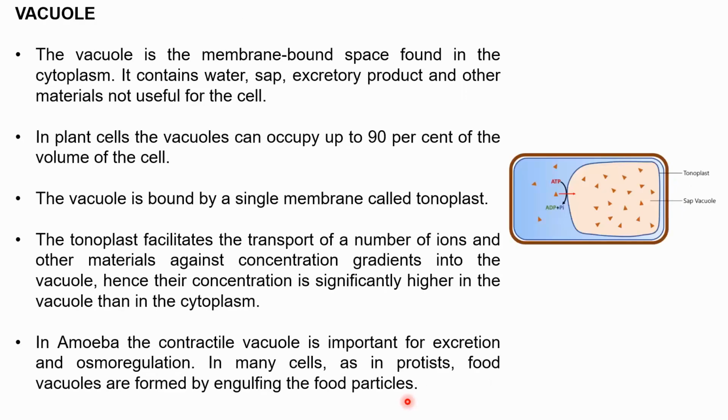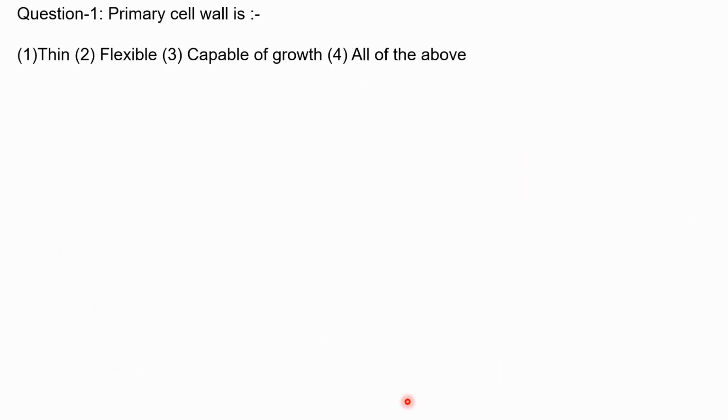Based on the discussion we had today about the endomembrane system, there are certain questions that I would like to discuss here. The first is: primary cell wall is option 1, thin, flexible, capable of growth, and option 4 is all the above. We studied that the primary cell wall is quite thin and flexible and has the ability to grow. Therefore, all the options regarding the primary cell wall are correct. It is thin, it is flexible, it has the capability to grow. Therefore, all of the above is the right option.